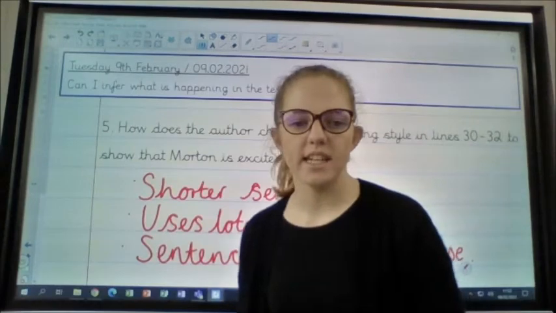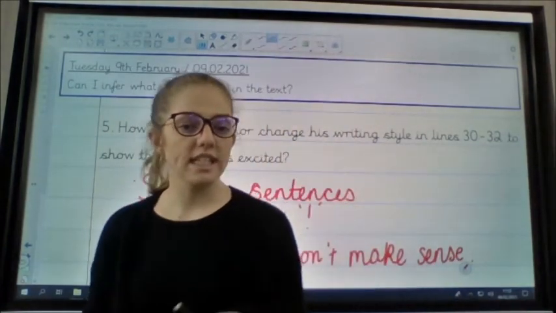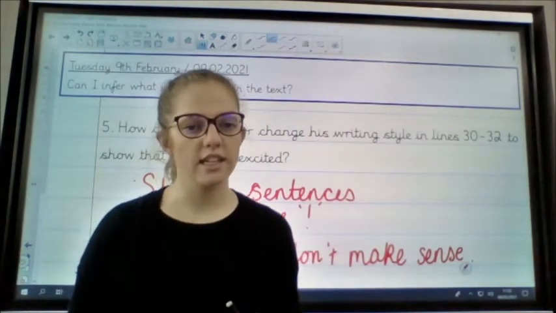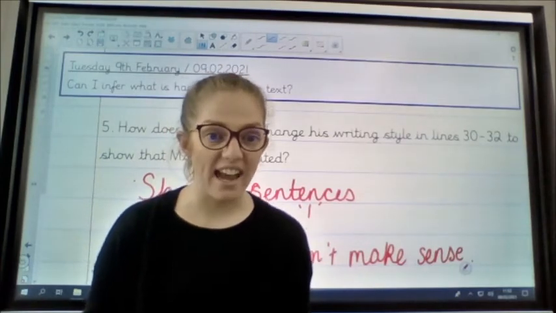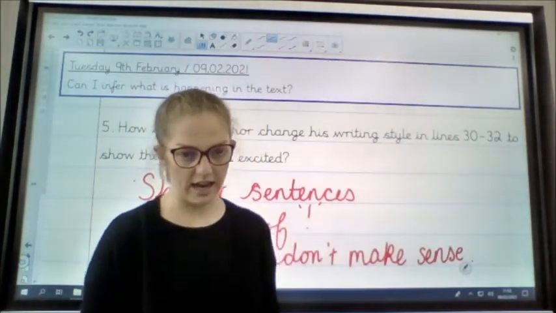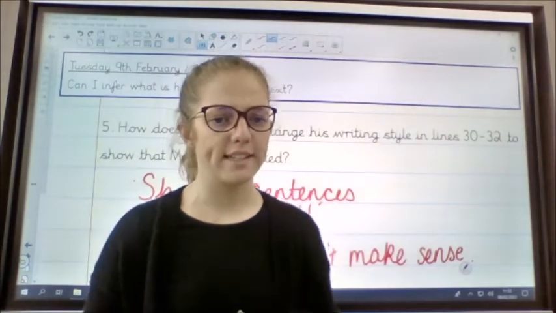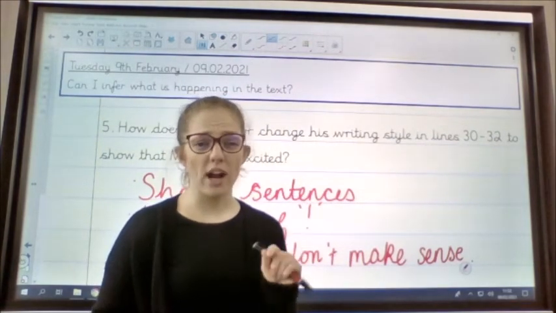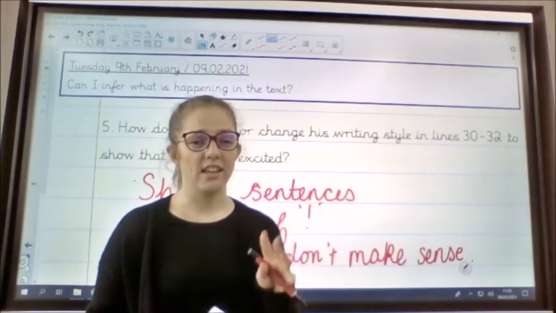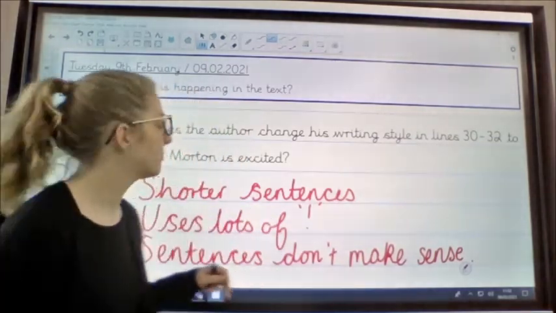Now, the reason why the sentences don't make sense is because he's in a rush. He's writing shorter sentences because he wants to get there to see the monster, doesn't he? Okay. So he's written in shorter sentences. He's used exclamation marks to show he's excited, and his sentences don't quite make 100% sense.